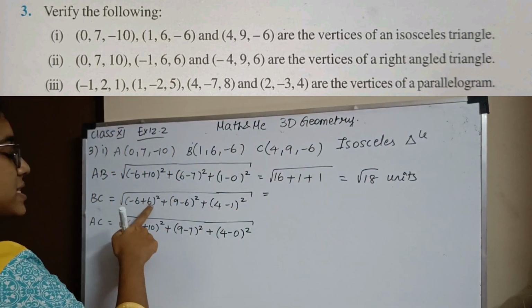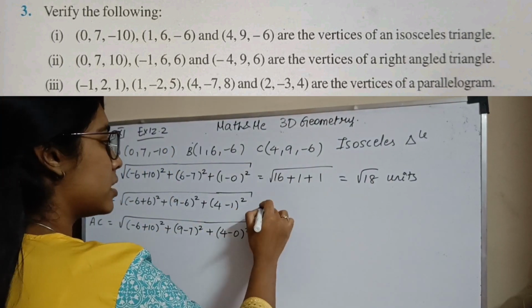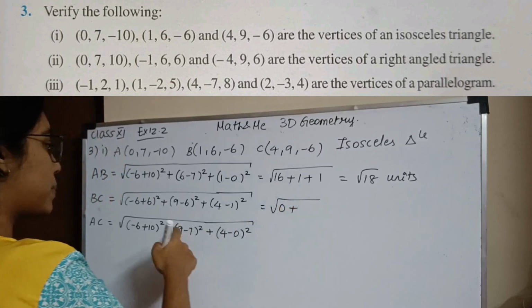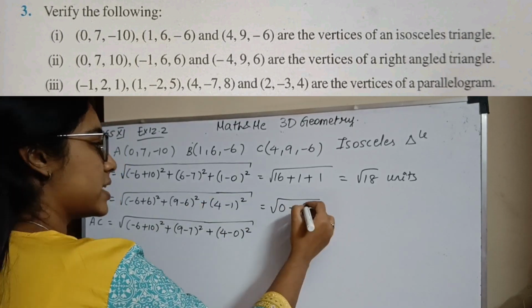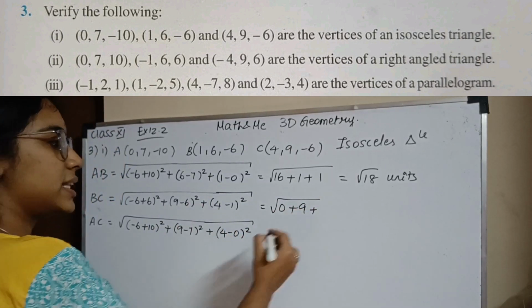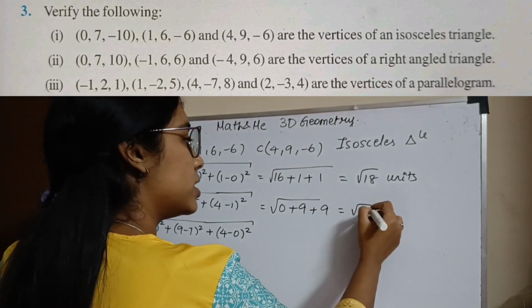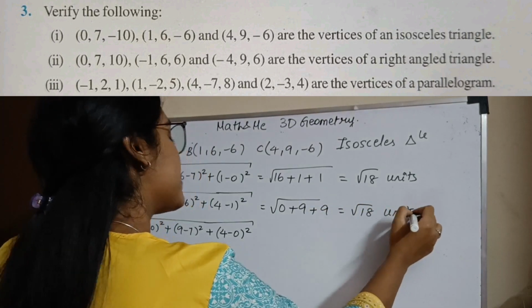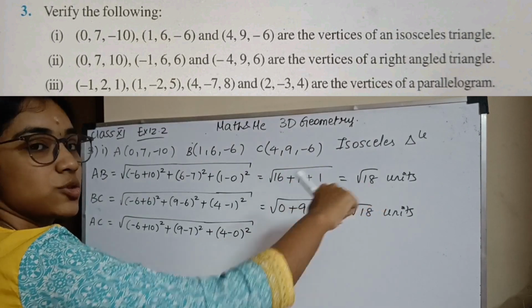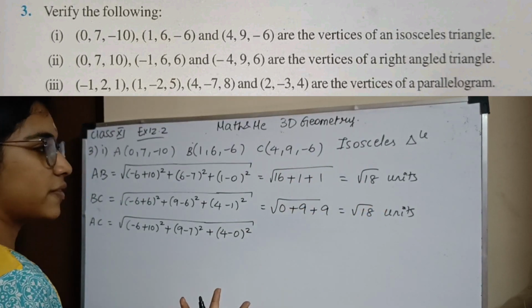So BC, that is minus 6 plus 6 is 0. Square root of 0 plus 9 minus 6 is 3, 3 square is 9, plus 4 minus 1, 3, 3 square is 9. So I will have root 18 units. So here I see that AB equals BC. So the given vertices are the vertices of an isosceles triangle.